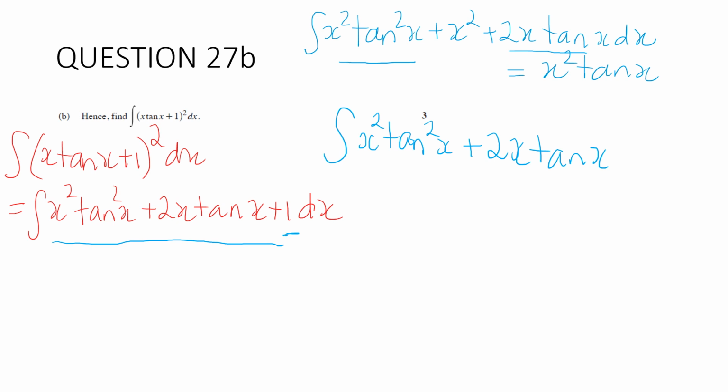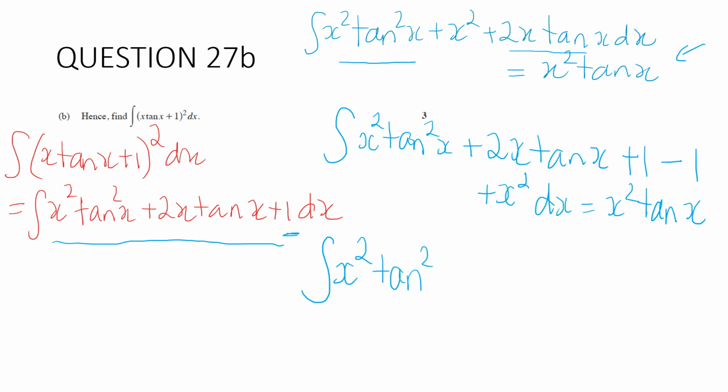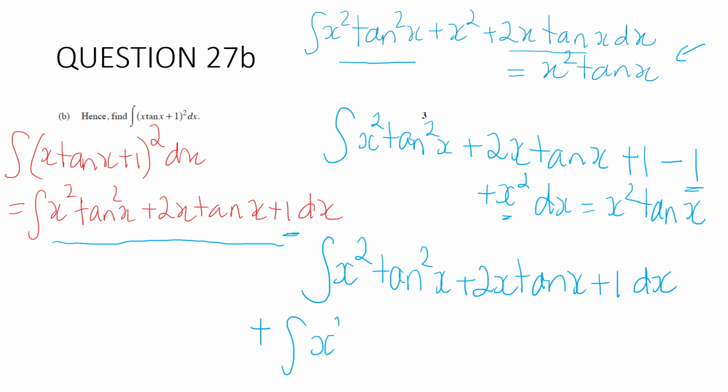Now matching this, we need a plus 1, and then I'm going to immediately take that away so that I haven't changed anything in here. And then I've got a plus x squared dx, and we know that that is equal to x squared tan x. All right, so the integral of x squared tan squared x plus 2x tan x plus 1 dx, and then I'm going to add this leftover bit here, which I'm just going to turn around, so the integral of x squared minus 1 dx must be equal to x squared tan x.